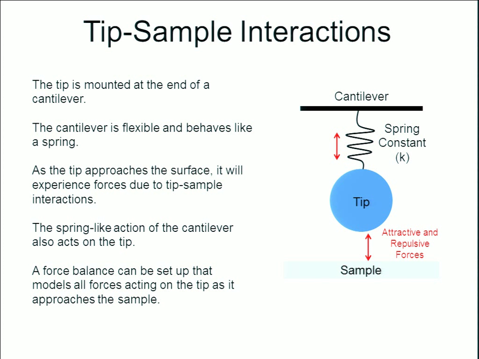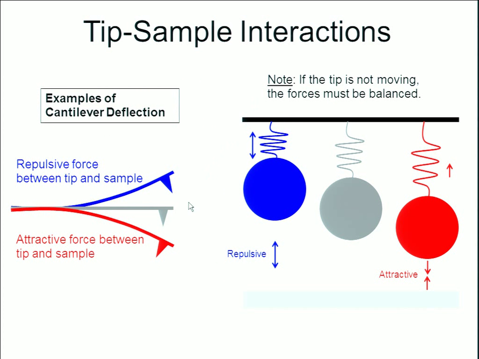So you can come up with a way to balance these forces and therefore model all the forces acting on the tip as it approaches the sample. This is the general concept for how the Lennard-Jones potential was developed. This is just giving different examples of a neutral state, attractive net force, and repulsive net force, and the deflection that we would see in the cantilever.